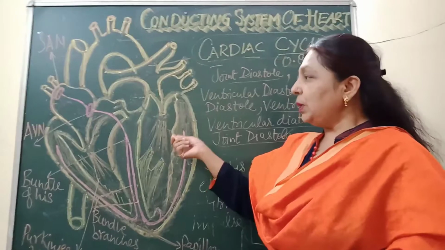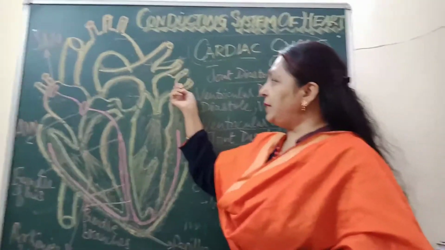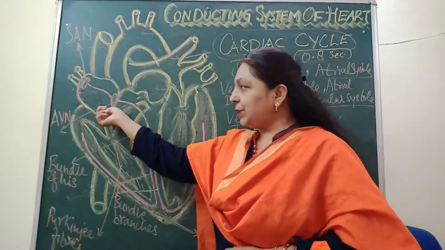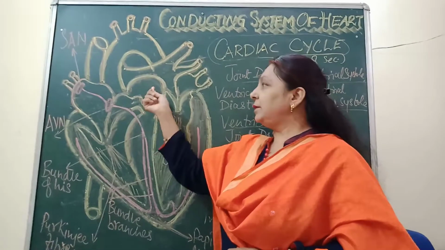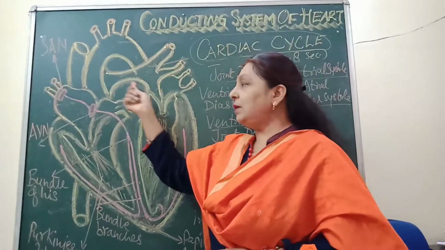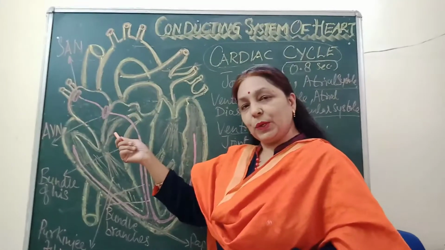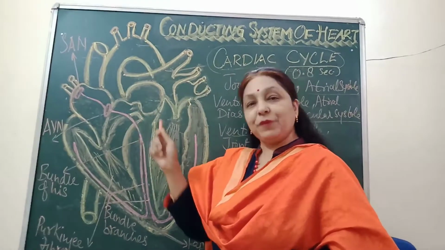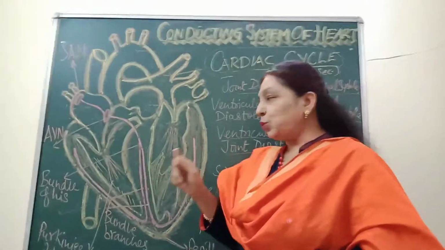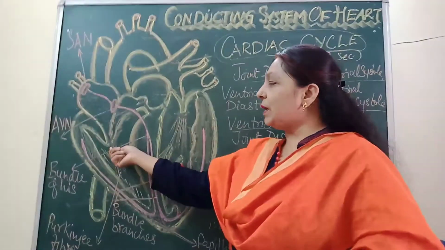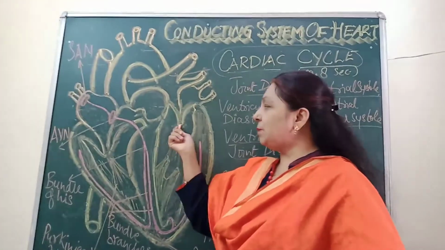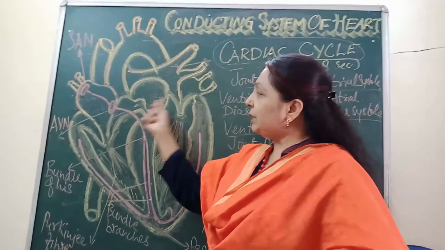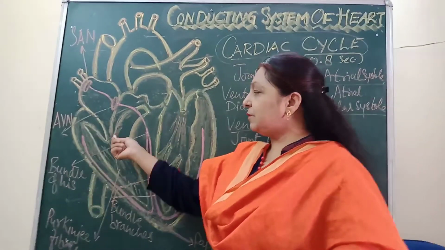So I told you that when the pulmonary veins fill the left auricle, at the same time the vena cava fills the right auricle, but there is a difference in the blood. In the left auricle there is oxygenated blood and in the right auricle there is deoxygenated blood. Both the upper chambers, that means both auricles, are getting filled up at the same time. At this moment the valves are closed. These valves are called AV valves, that means the bicuspid valve and the tricuspid valve are closed. And when filling is almost completed, the valves open.